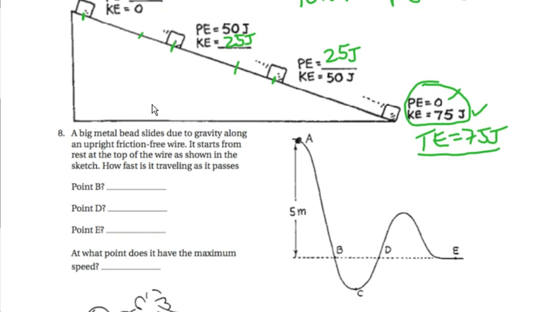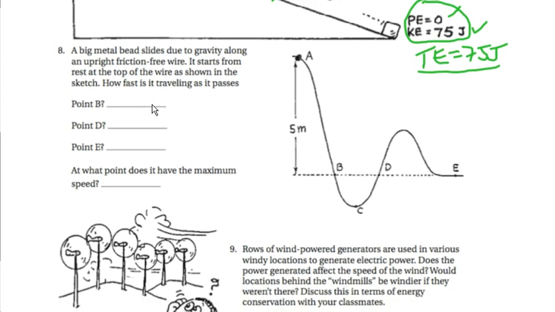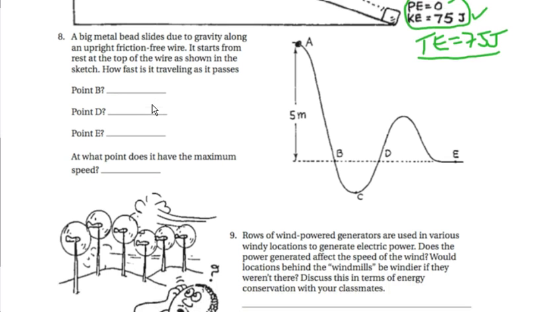Okay, number 8 reads, a big metal bead slides due to gravity along an upright friction-free wire. It starts from rest at the top of the wire shown in the sketch. How fast is it moving as it passes points B, D, and E?